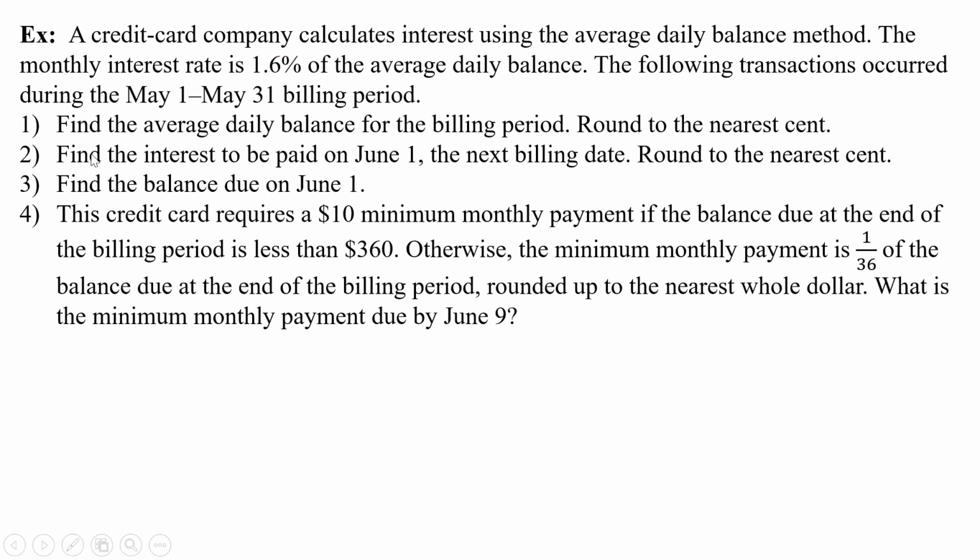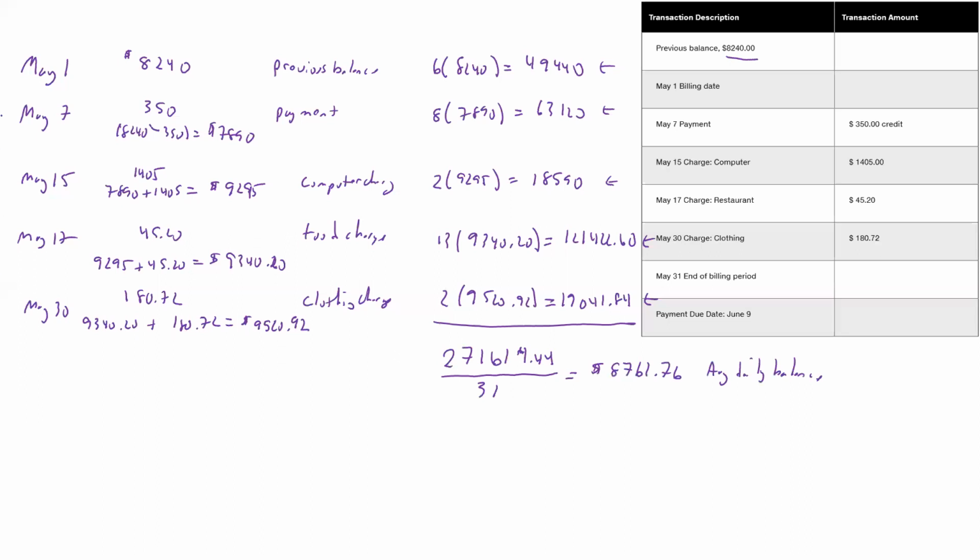All right. So to find the interest to be paid June 1st, the next billing period. Well, interest. I guess we could call this part 2. So for 2, interest is equal to, we're going to take the 8,761.76 times our interest rate. We had 1.6%, so that's 0.016. And it was for 1 month. If we multiply that out, what we get is $140.19. Okay, so that's how much interest we have.